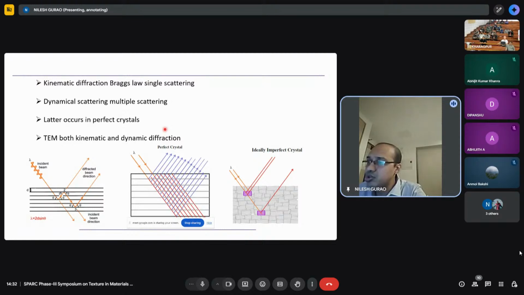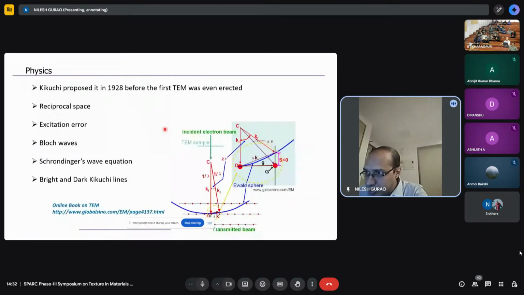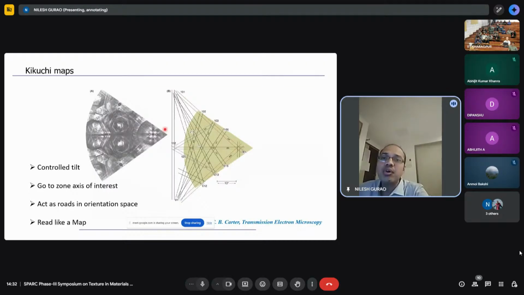So now I talked about TEM and all. Why EBSD is so powerful, and I'm sure Professor David Field must have touched upon this, is that if you have a thicker sample in a TEM, it undergoes inelastic scattering, and you end up getting these Kikuchi bands, which can be linked with your crystallography. I'm not going to go into details. These Kikuchi bands can be correlated with your crystallographic orientation.